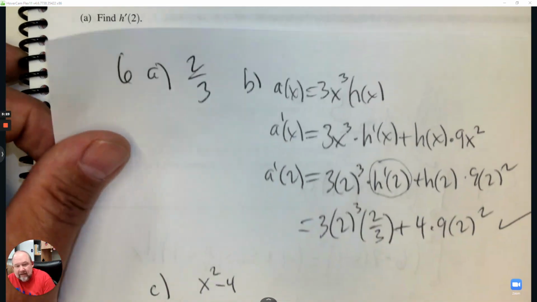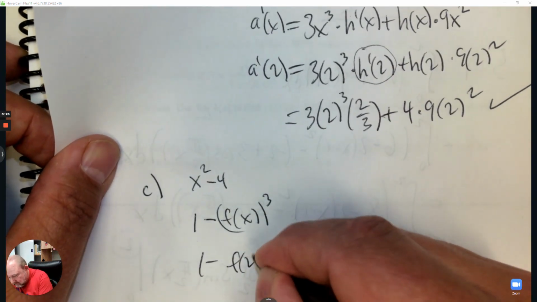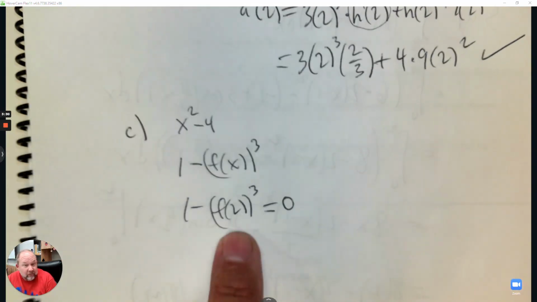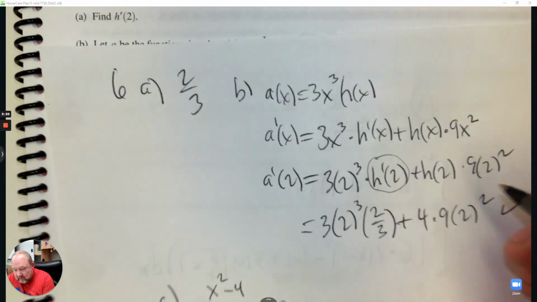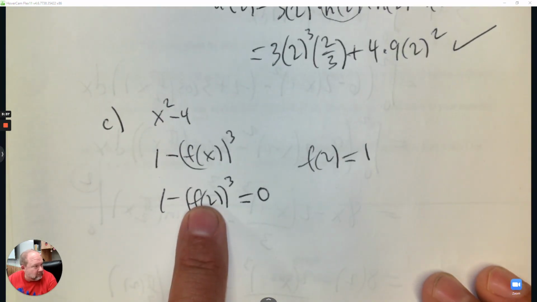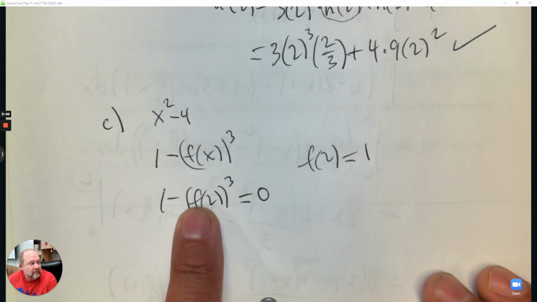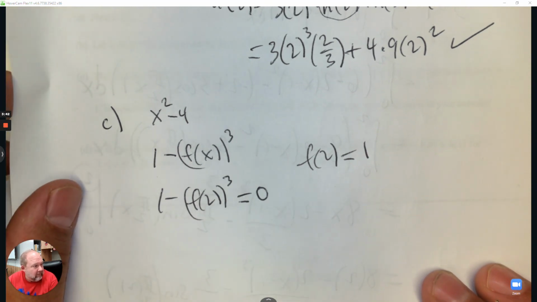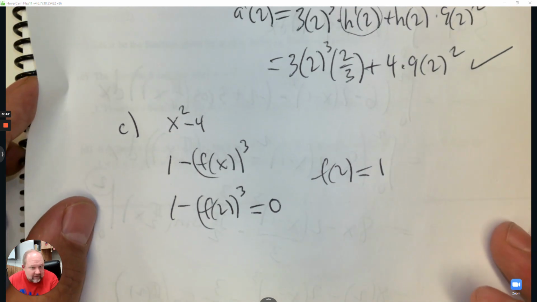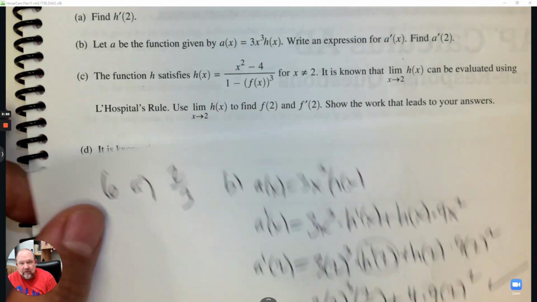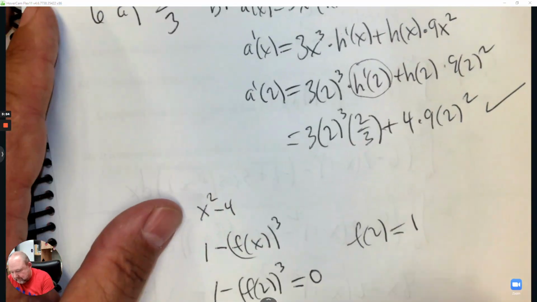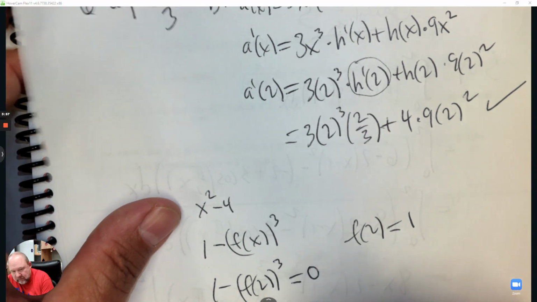So when I plug in 2, it gives you the answer 0. So the only answer I would have for f at 2 would be equal to 1, because 1 take away 1 is 0. And then the second part is, what's the derivative that you would find? So next we'd have to take the derivative of both and evaluate it at 2. So we're going to do the limit as x approaches 2.